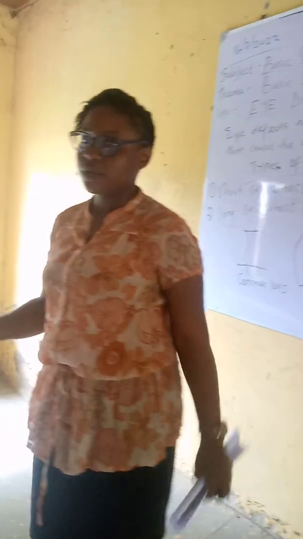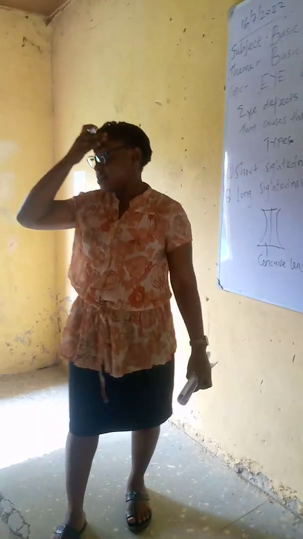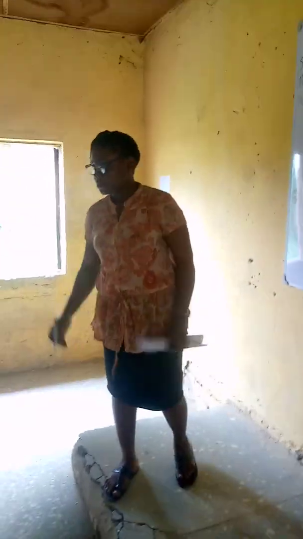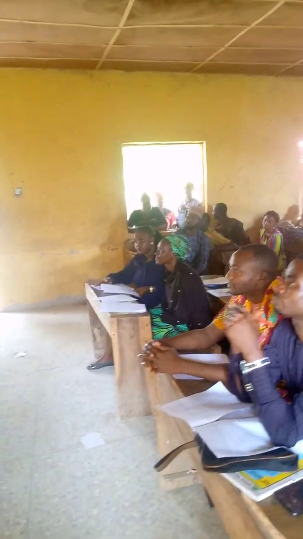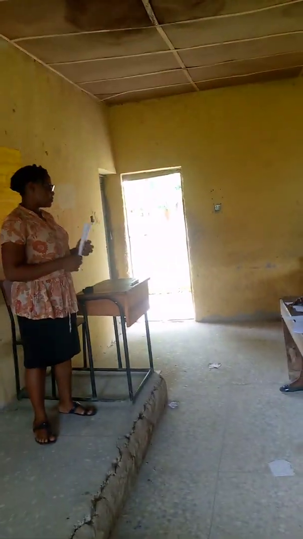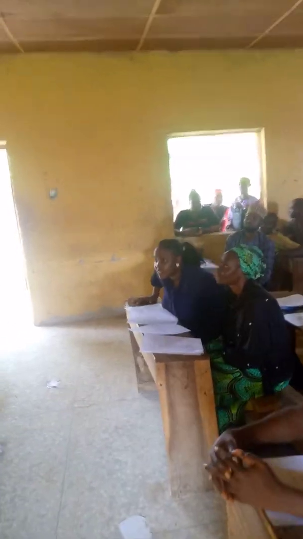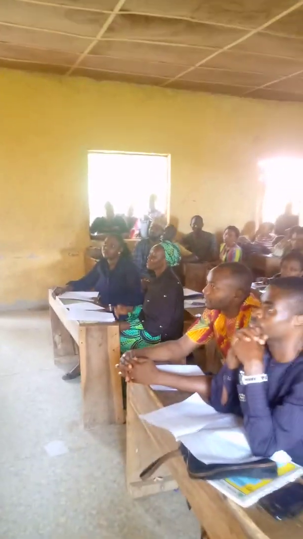Let me just ask you. What is eye defect? Eye defects are the eye problems that cause the eye to malfunction. Thank you. Aisha, can you give me the types of eye defects? Short-sightedness and long-sightedness. Alright. Grace, can you explain to me what is short-sightedness?